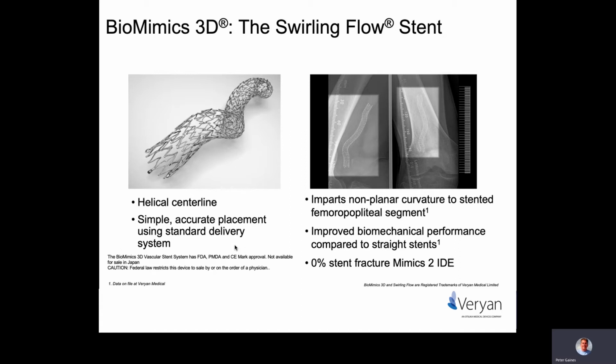For those who have used this device, you will know that it is simple and accurate to place using a standard pin-pull system. In addition to having a helical center line that's designed to impart swirling flow, we know, following extensive benchtop testing, that the stent has significant biomechanical improvements over a straight stent in what is well appreciated to be a hostile area in the distal superficial femoral artery. That benefit is well shown in the 0% stent fracture rate throughout the MIMICS-2 study.